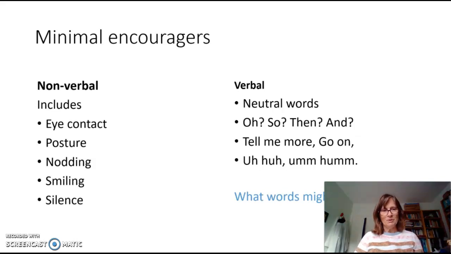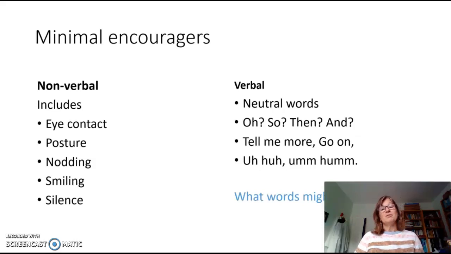So there's the non-verbal things, and then there's the verbal responses that we have. And what we need to be aiming for is neutral words. Oh, so go on, tell me more. So you're just encouraging someone with those neutral words that are showing interest in them. And then we can use those things and things that again show interest, that we're still there, we haven't gone away.